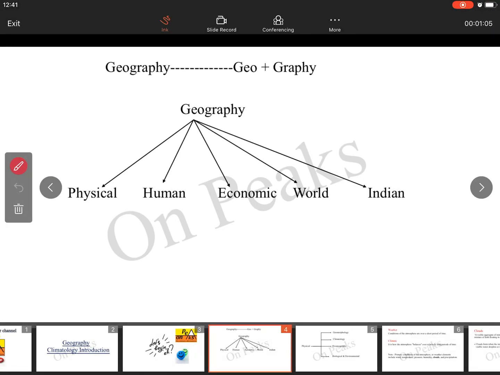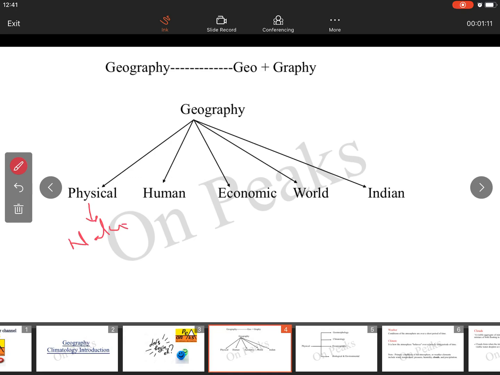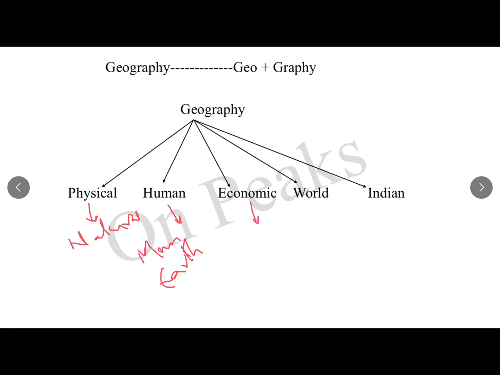Coming to physical geography, this deals with all the natural aspects of earth. Then coming to human geography, this deals with the relationship between man and earth. And economic geography deals with all the economic aspects and vice versa.